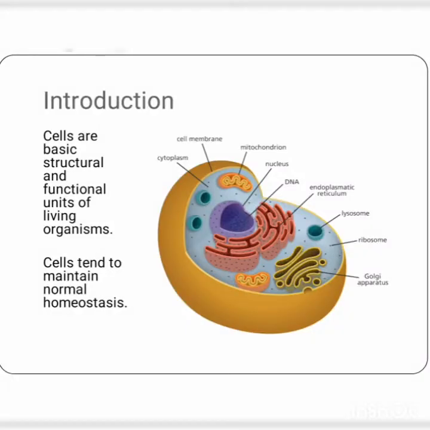Cells are the basic structural and functional unit of a living organism. It is a cell's property to actively interact with their environment and constantly adjust their structure and function in order to preserve its essential functions. Cells tend to maintain normal homeostasis. So, what is homeostasis? It is the property of a cell or tissue that allows maintenance and regulation of stability needed for it to function properly. In Hindi, homeostasis is called samasthiti.